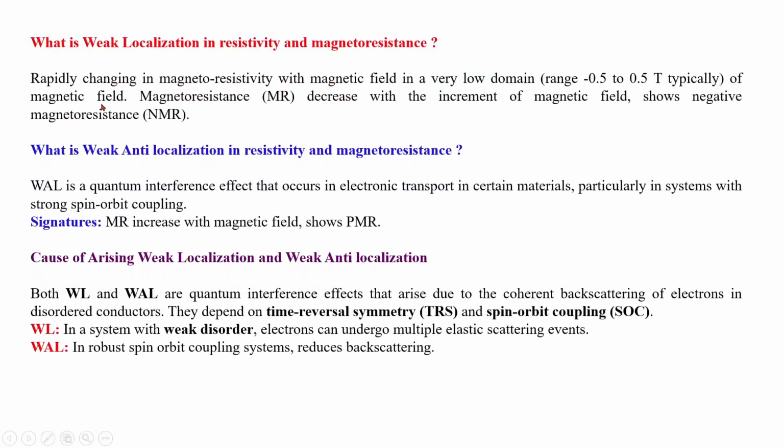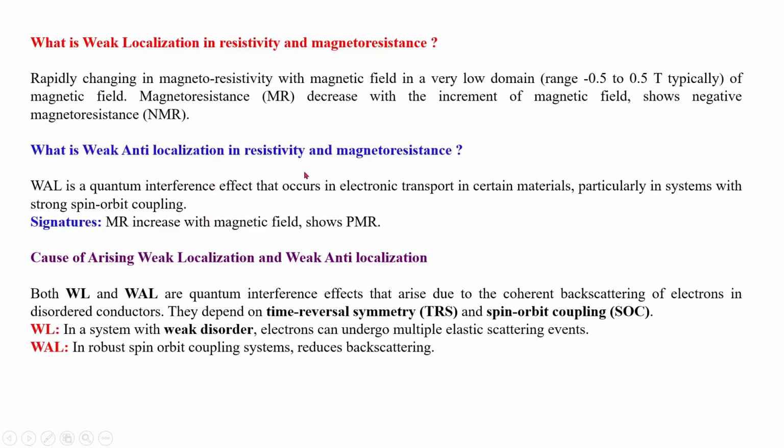So what is weak localization in resistivity and magnetoresistance? It is basically a very rapid change in the resistivity of the material. Generally it is due to perturbation by the magnetic field, and it is magnetoresistivity, and it occurs in a very low domain of the magnetic field. This is the typical range of weak localization and weak antilocalization in ideal systems. Magnetoresistance decreases with the increment of magnetic field, showing negative magnetoresistance. So this is weak localization. And weak antilocalization is the positive magnetoresistance.